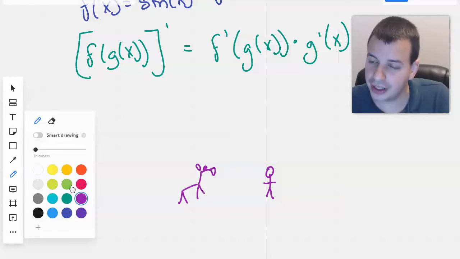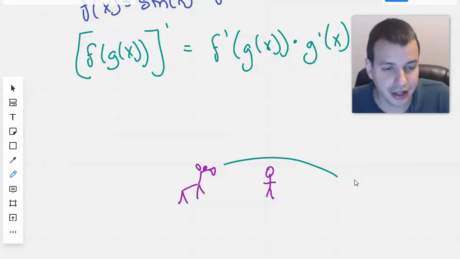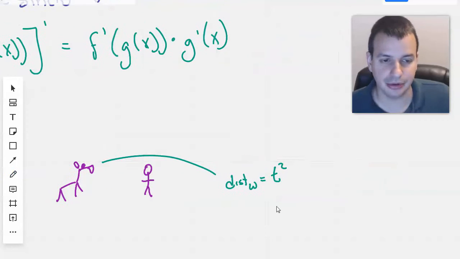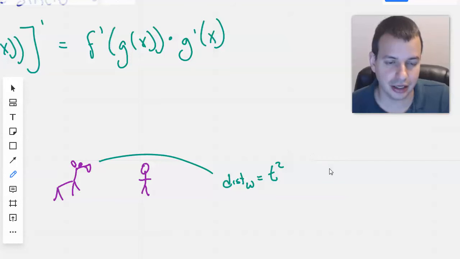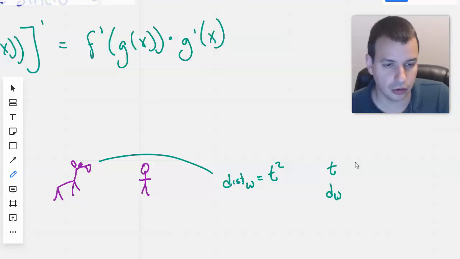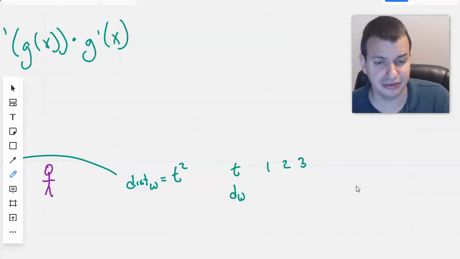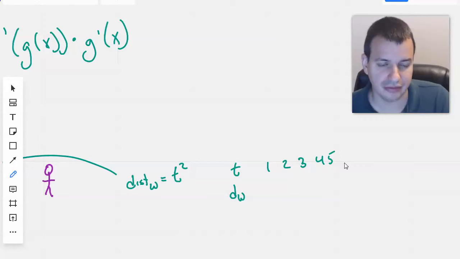And the wolf, it runs at a speed of, I'm going to say, distance covered of wolf will be t squared. And so if we draw up a little table of his speeds here, we'll say, like, all right, his time will be here. This will be distance wolf. We'll say 1, 2, 3, 4, 5.